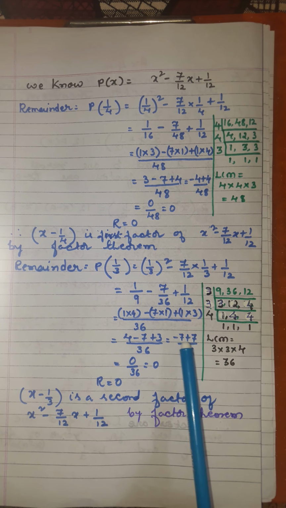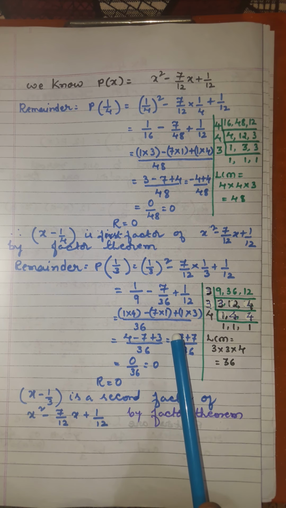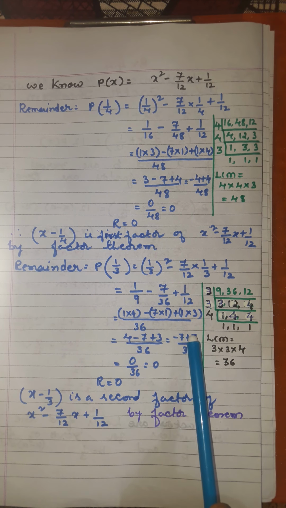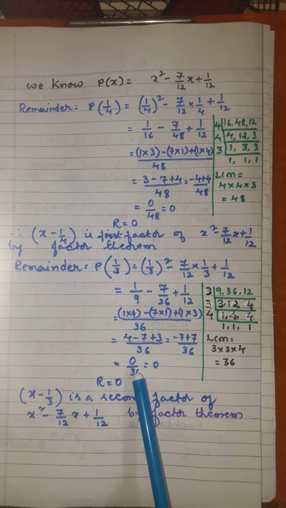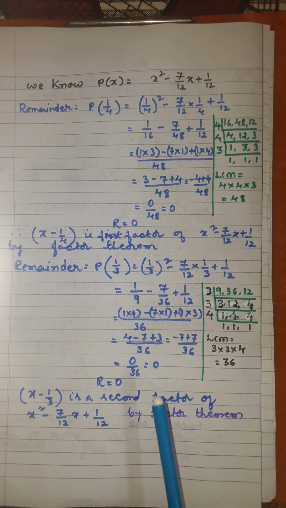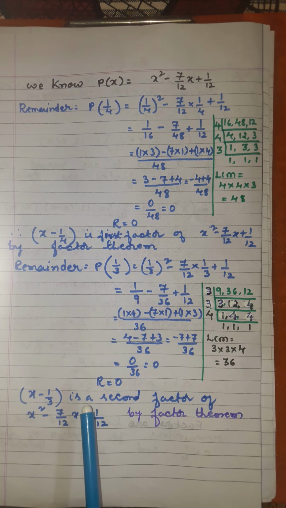Now you have minus 7, whole divided by 36. Minus 7 plus 7 get cancelled, you will get 0. 0 divided by 36. So you will get 0 as the answer. Remainder is 0. So if the remainder is 0, then x minus 1 over 3 becomes a factor of the given polynomial. Therefore, x minus 1 by 3 is a second factor of x square minus 7 over 12 x plus 1 over 12 by factor theorem.